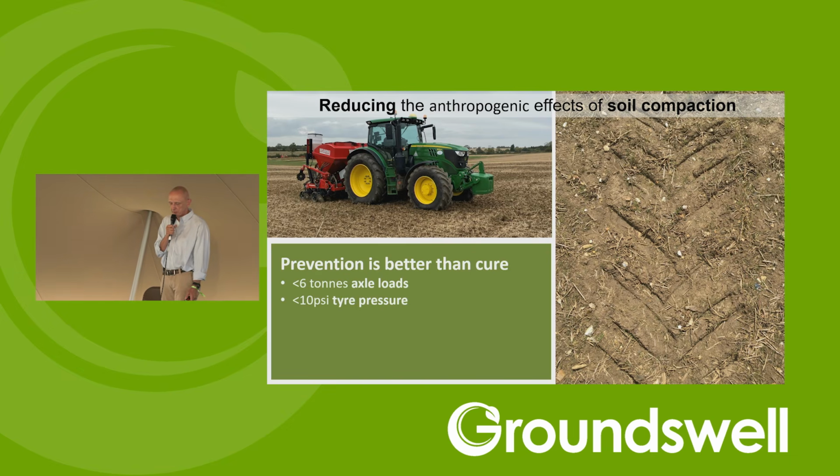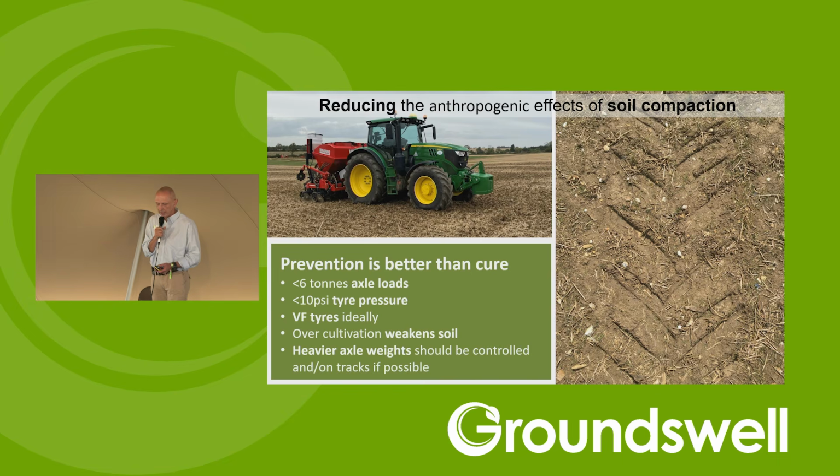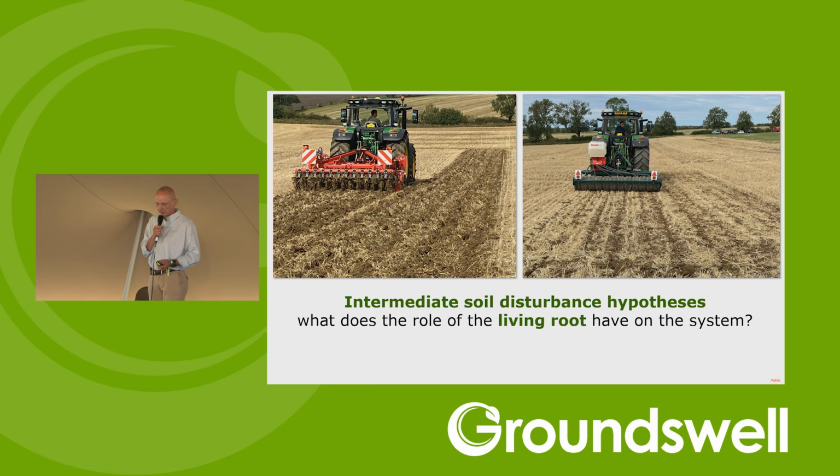That's a 250 horsepower tractor roughly. Sub 10 PSI tire pressures. And we use the best tire equipment we can, optimized, and that way we mitigate any damage, because damage is expensive to put in and it's very expensive to take back out again. And over cultivation weakens soils. It does lots of other negative things, but it also weakens soil. So heavier axle weight should be controlled and be on tracks if at all possible.